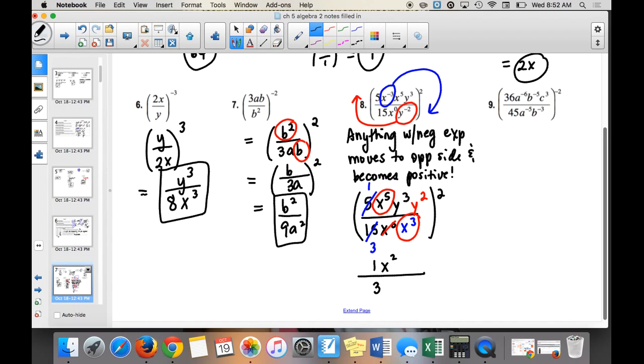How about the y's? How many will I have on top? 5, y to the 5th. And then I'm going to raise it all to the 2. So square everything inside. So 1 squared is just 1, x² is x to the 4th, y to the 5th squared is y to the 10th, and then don't forget about that little 3 down there. 9, exactly.